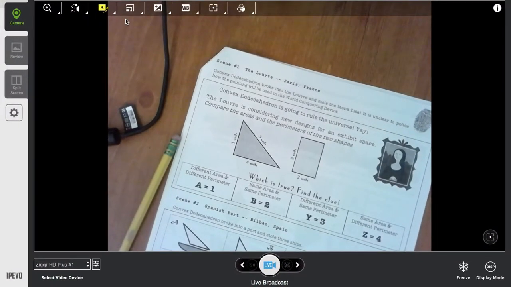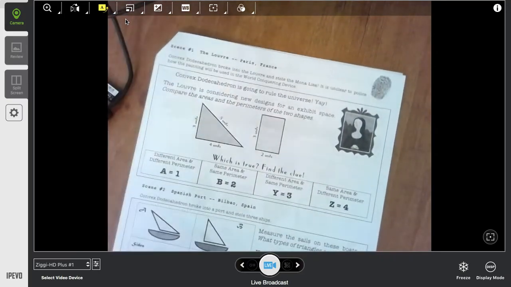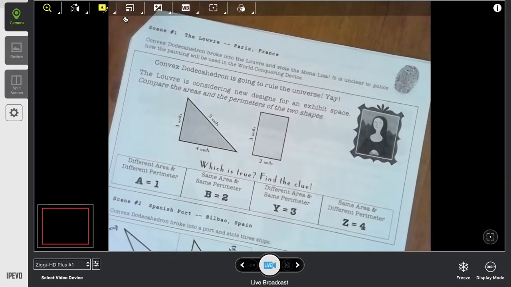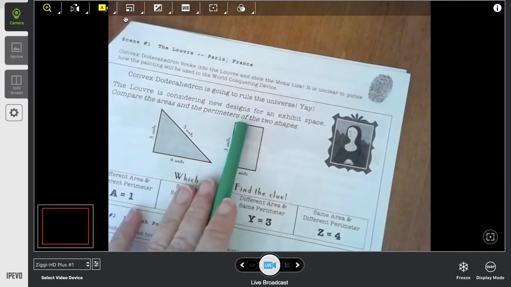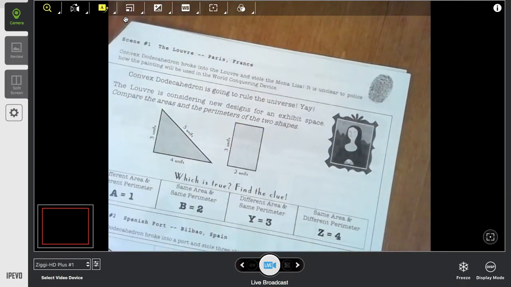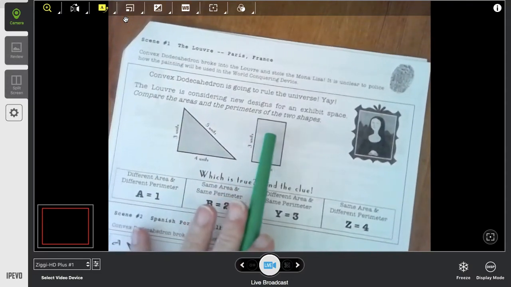All right, ladies and gents, let's go over these answers for the CSI so you can check your work and see how you did. All right, so let's start with clue number 1. The Louvre is considering new designs, and the Louvre is a beautiful museum in France. New designs for an exhibit space. Compare the area and perimeters of the two shapes.